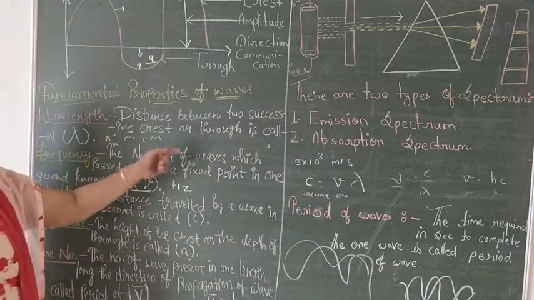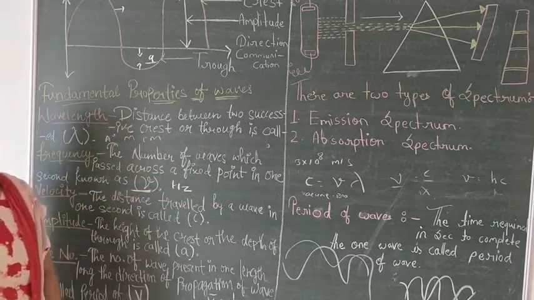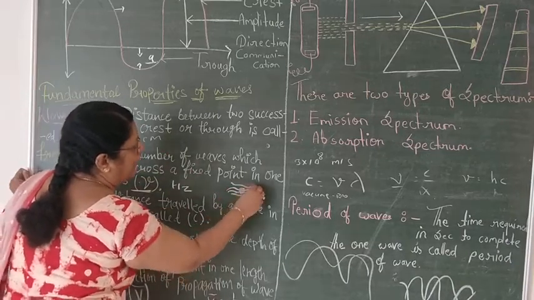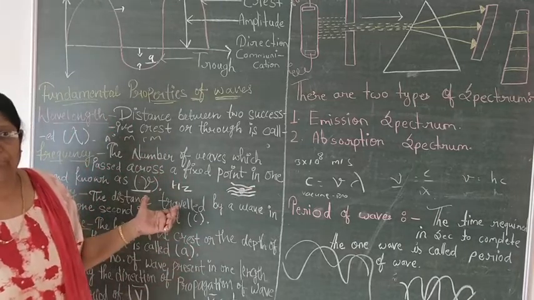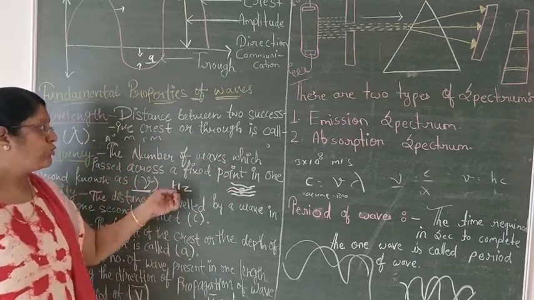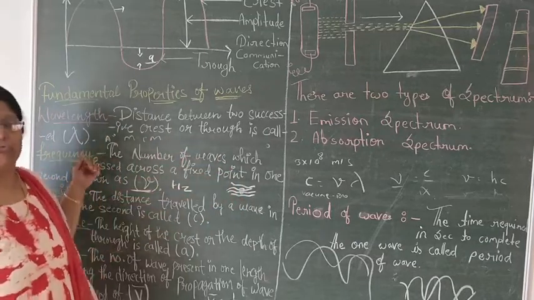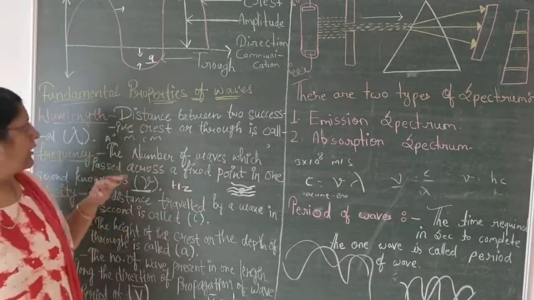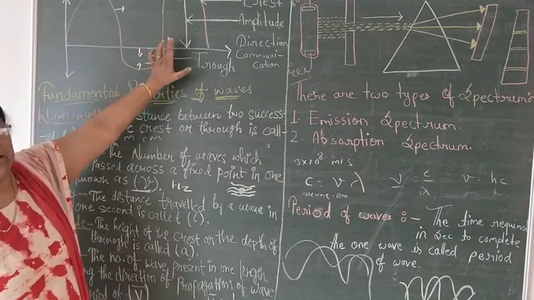So the number of waves which pass across a fixed point. Suppose it is a fixed point, and the number of waves crossing this fixed point within a second is known as frequency of that particular wave. We are talking about light, so you can say this is the frequency of light. Clear? So first we talked about amplitude, the maximum distance between crest and trough.